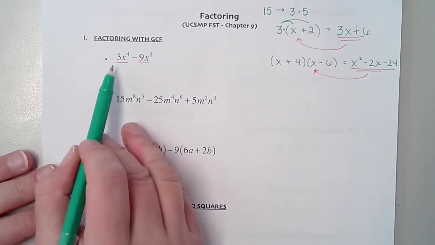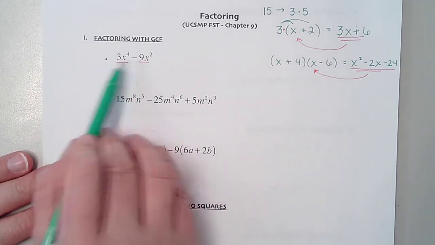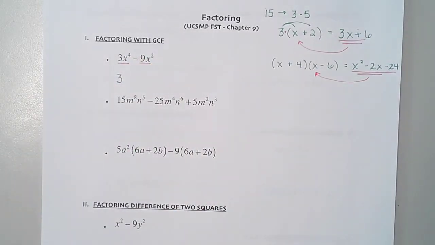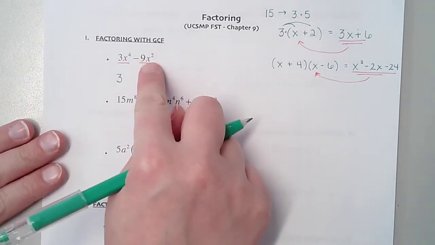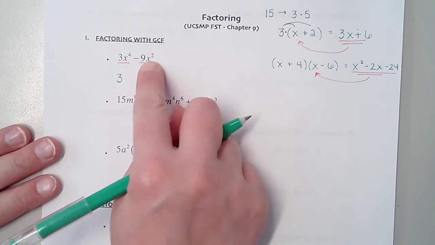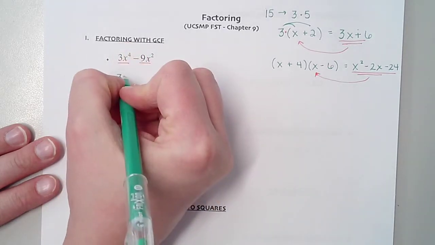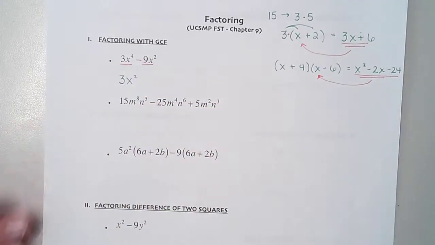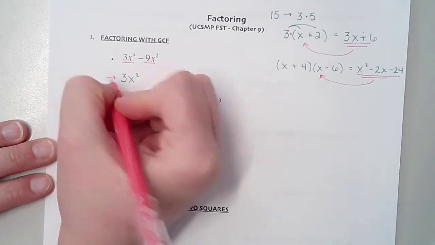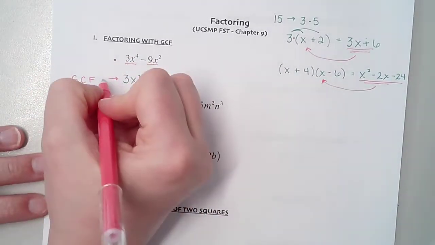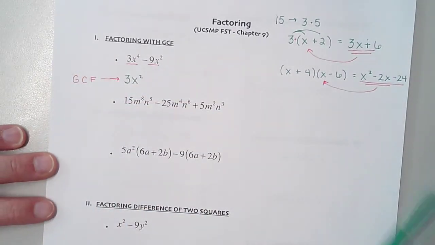Okay, so let's start with just 3 and 9. Well, 3 and 9 have a 3 in common. Okay, and then if I have x to the fourth and x squared, how many do they have in common? Well, you can't have more in common than the smallest number of x's that one of your terms has. So the most you could have in common is 2 x's. So I'm going to say 3x squared is my GCF. Okay, so this thing here is the GCF of those two terms. And that's the idea, that I'm pulling that out in front.